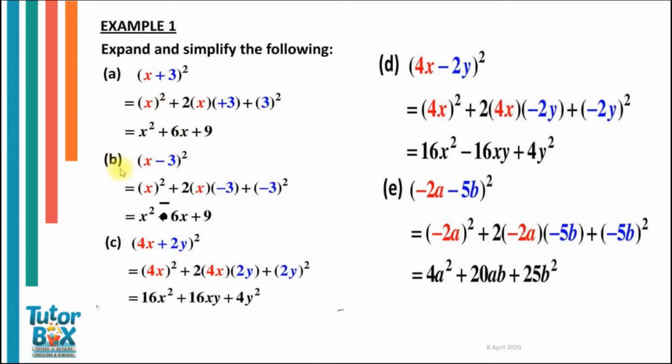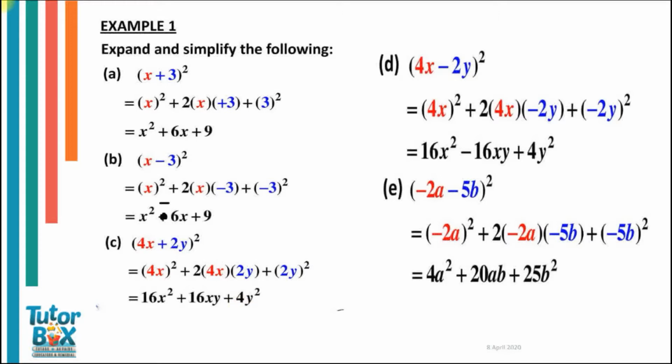And then b, we have x minus 3 squared, right? So you do the same thing, use that formula, and you should get x squared minus 6x plus 9. And then for c, we have 4x plus 2y squared. So our first term is now 4x, and our second term is now plus 2y. Okay, so that's why there we have equal 4x squared plus 2 times 4x times 2y plus 2y squared. This simplifies to 16x squared plus 16xy plus 4y squared.